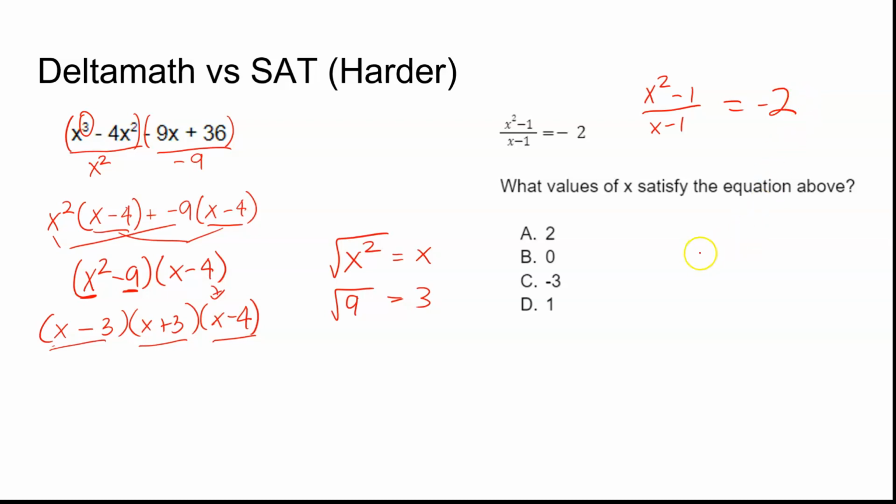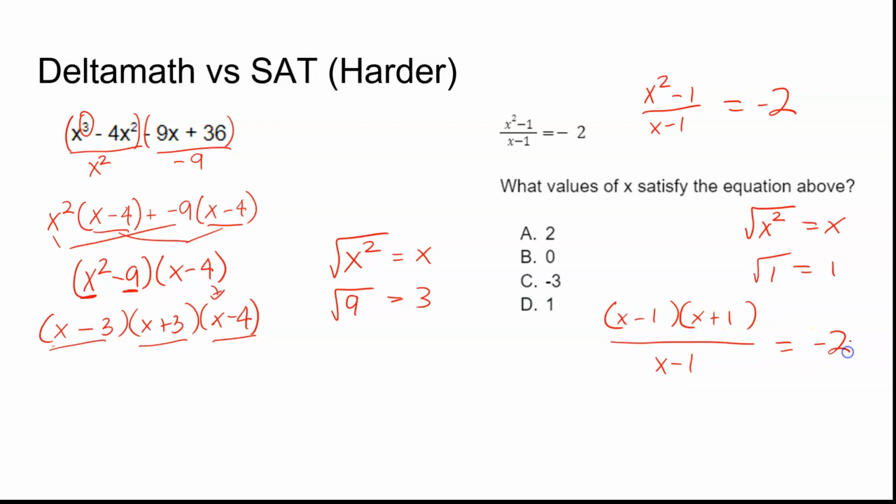We're going to use our difference of perfect squares to solve this. X squared is a perfect square, and negative 1, believe it or not, 1 is a perfect square. So I'm going to do difference of perfect squares. The square root of x squared is x, and the square root of 1 is just 1. So I can rewrite x squared minus 1 in my binomial terms. My binomial factors here are x minus 1 and x plus 1, over x minus 1, because I didn't take that away yet, is equal to negative 2.